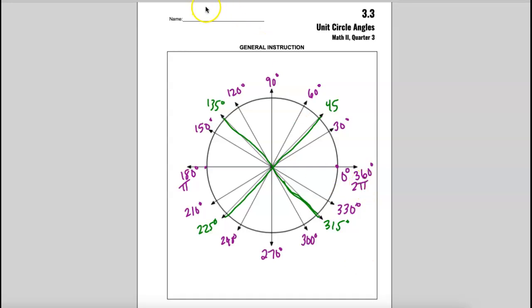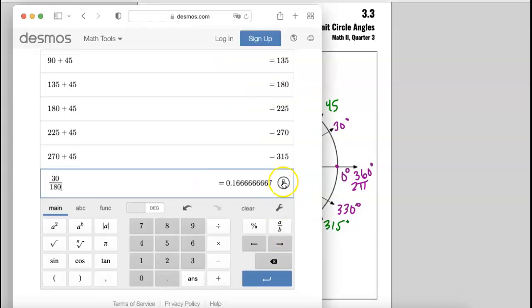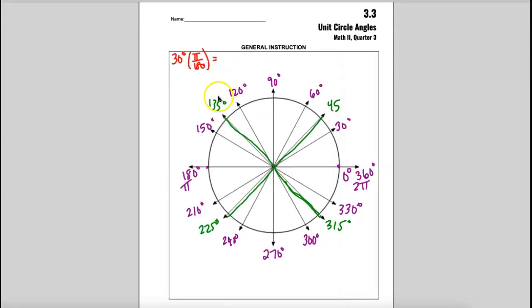Okay, so let's write all of our radians on here now. These are the degrees, but we want to know the radians. Let's do 30 degrees. I'm just going to convert it. This is what we learned last time. If we want radians, we take the degrees and multiply by pi over 180. So we have 30 pi over 180, which would be pi over 6.